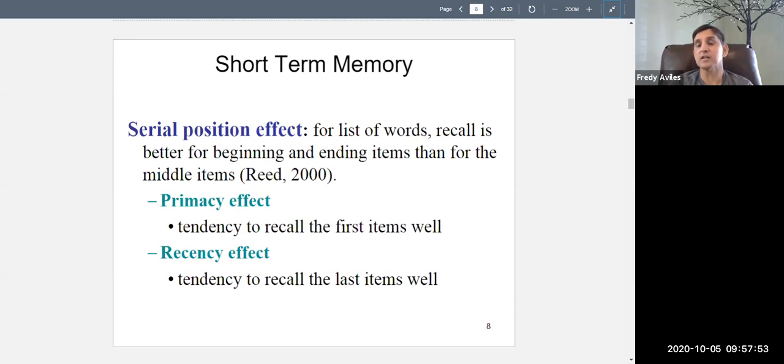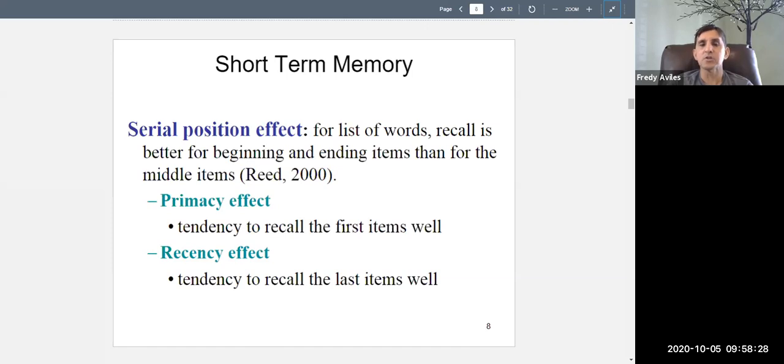So when you have to learn a list of words, whether it's a list of vocabulary words, a list of French words, or a list of presidents, right? You can always remember the first names or the first words on the list very well and the last ones. So you get the primacy effect. The primacy effect is the tendency to remember the first words, the first items really well. And the recency effect is the tendency to remember the last items well. Primacy means it's the first things on the list, you remember those well. And recency means it's the last things, the ones that are more recent, you remember those things very well.